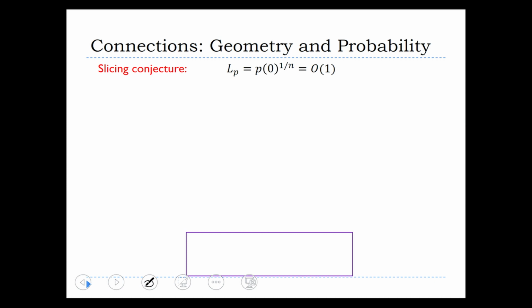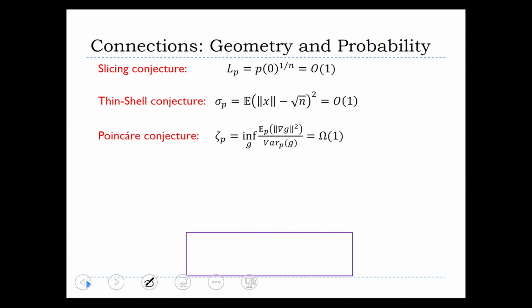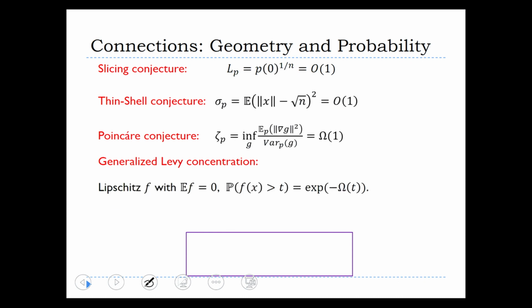So to summarize some of the significant connections here, we have the slicing conjecture, the thin shell conjecture, Poincare conjecture, generalized Lipschitz concentration, and the KLS conjecture implies all of these. As we now know, although they didn't know when it was conjectured.